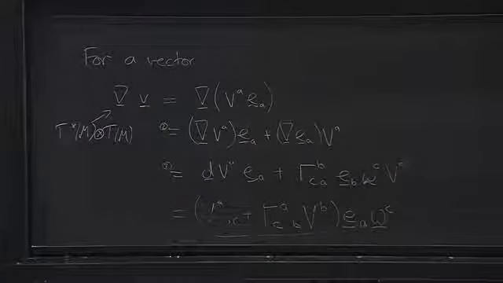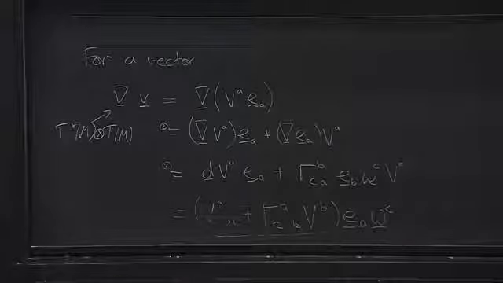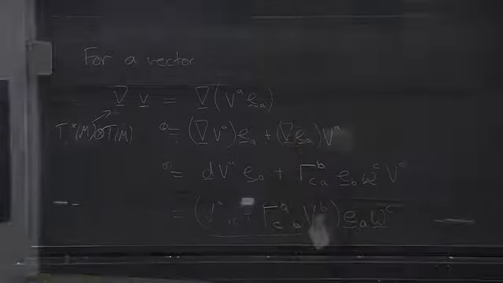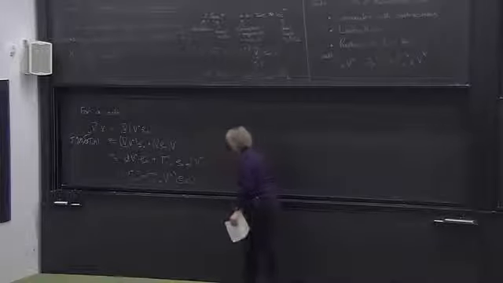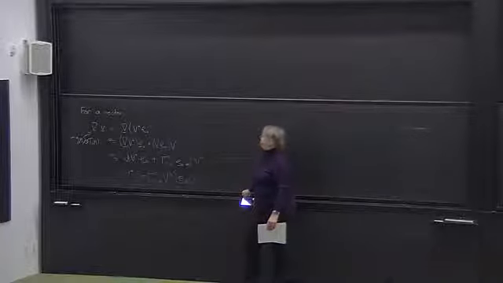So that's an example of the distinction between what we do with abstract index notation and what we're doing here with this sort of geometric notation. So that's all general. We don't need a metric to put a connection on the space.